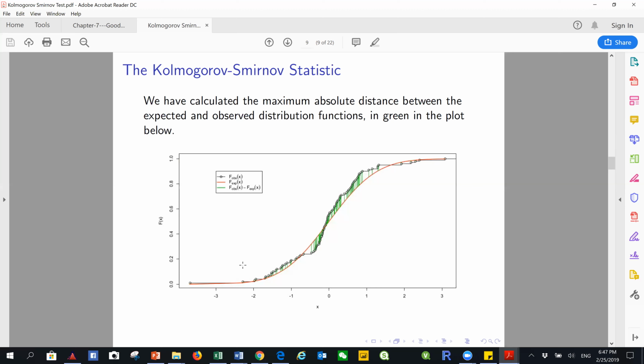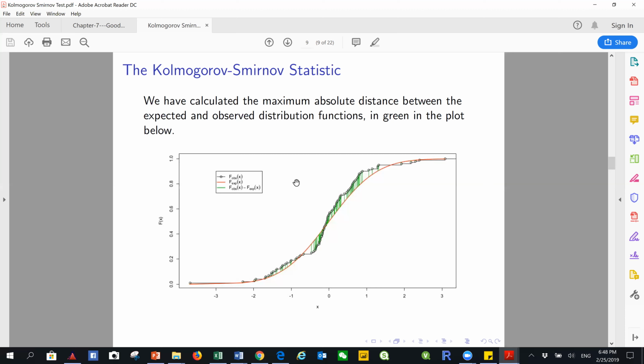Here the red one is the theoretical, which is the Z distribution, standard normal distribution. But the black color curve, you see this here, that is from the data. Then you see the green vertical lines; those are the errors, the differences, deviations from each other. And then you take the square and calculate it in terms of D.